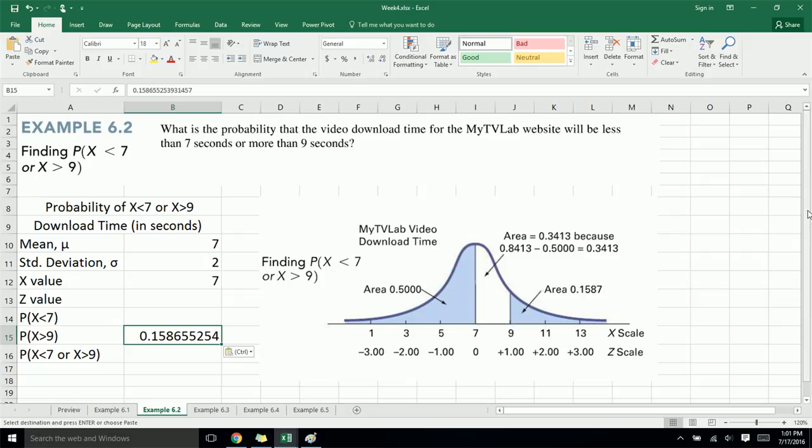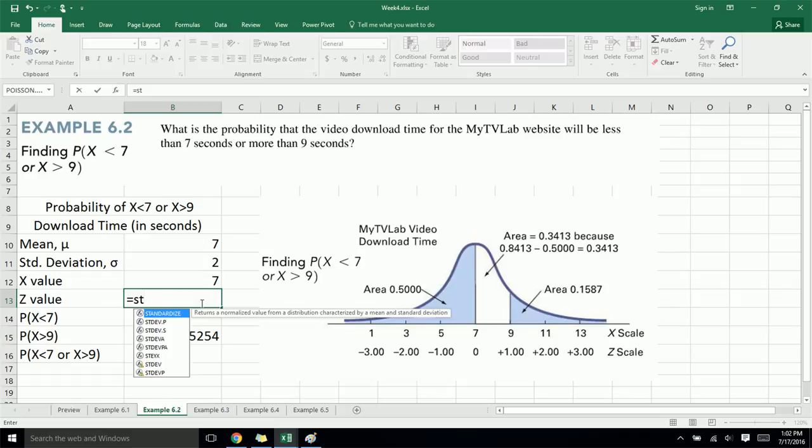In example 6.2 we are asked to find the probability of x being less than 7 or x being greater than 9. These are the areas that we need to find out. We already have our common values here, mean and standard deviation, and we already know the probability of x being greater than 9 from 6.1. So what we need to find out is the probability of x being less than 7. So let's find out the z value of x.